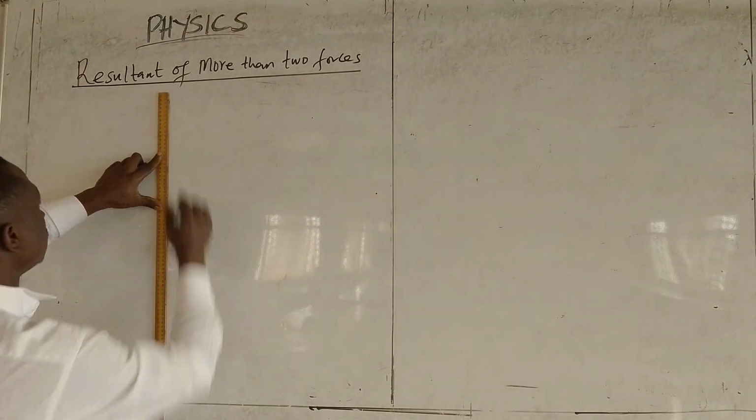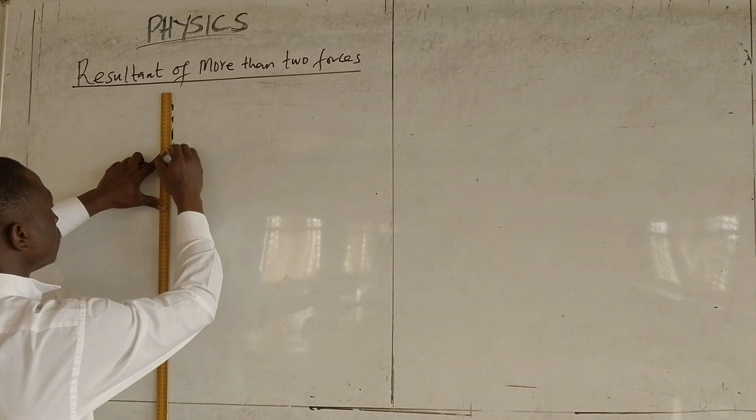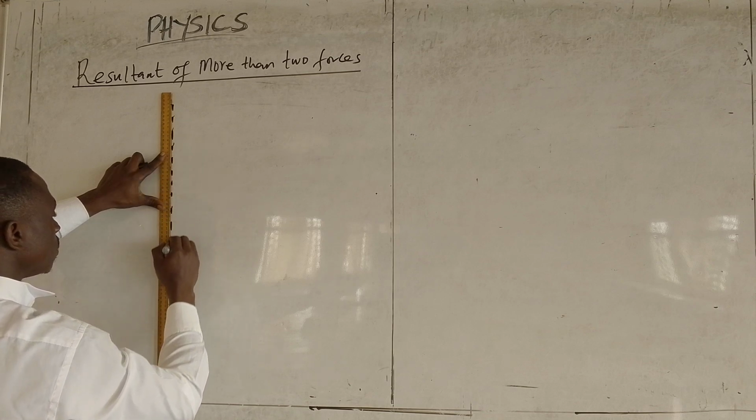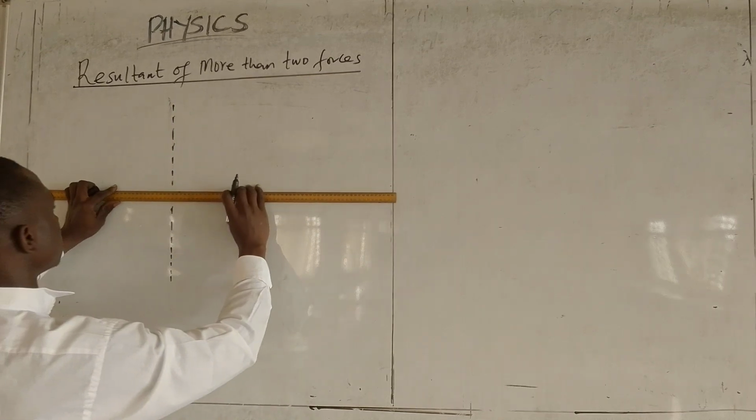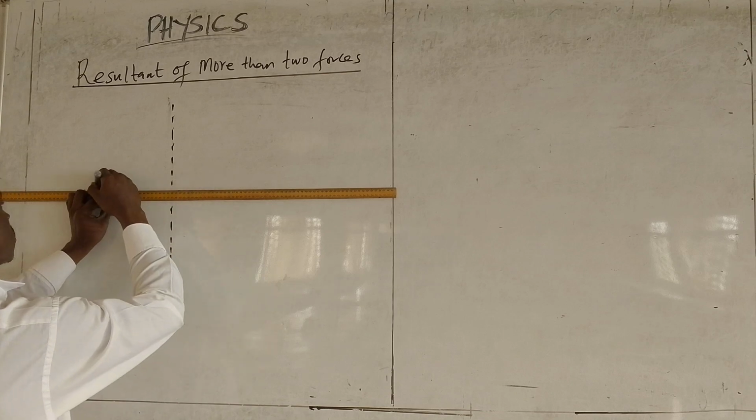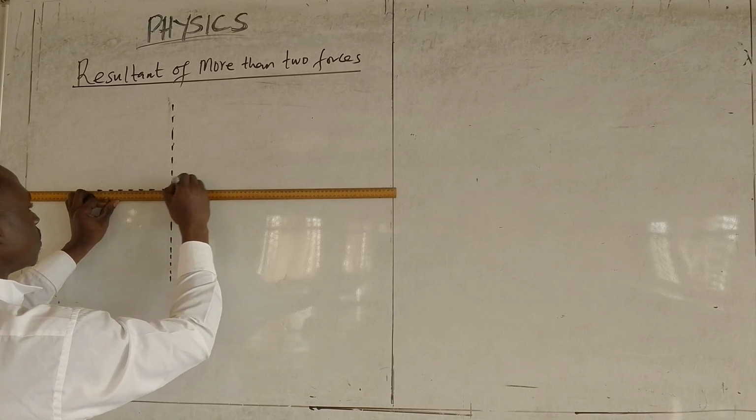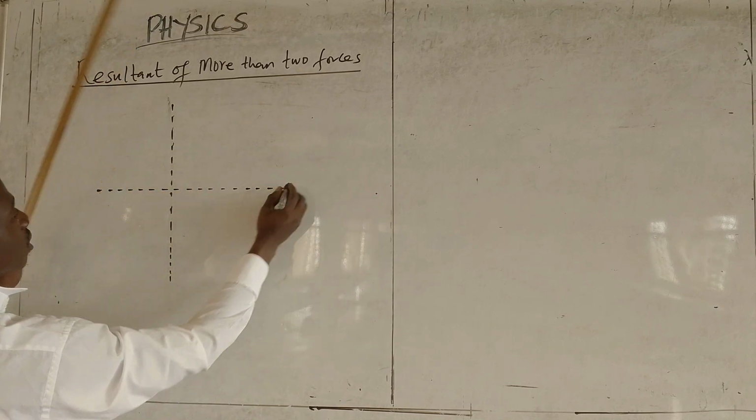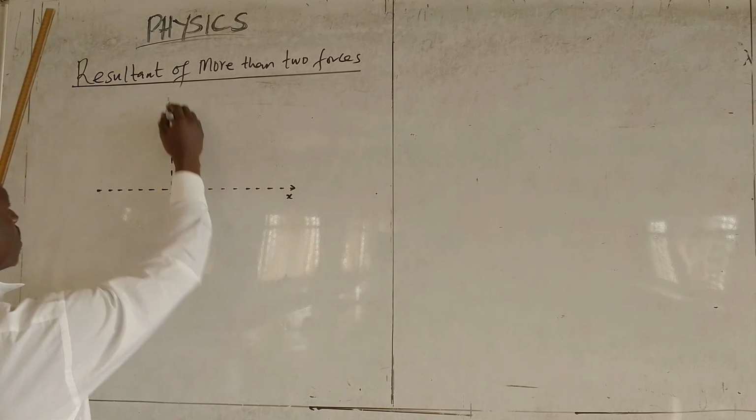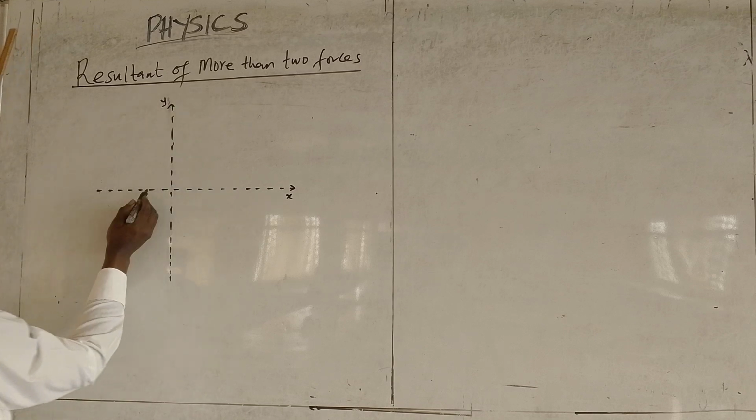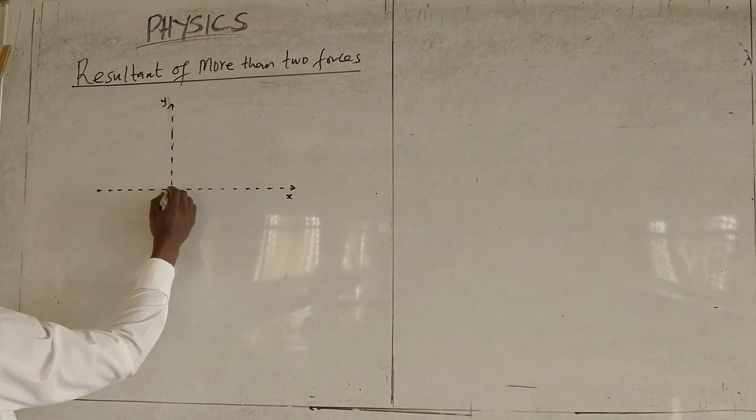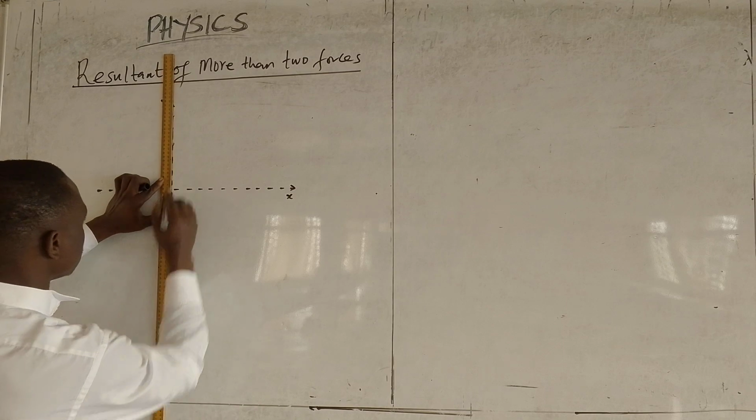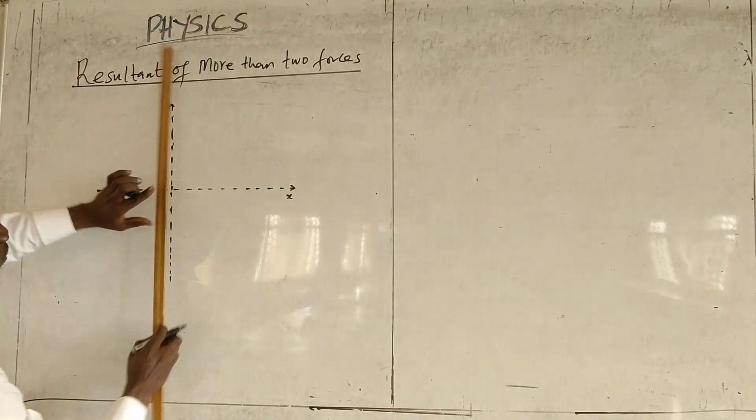So this is vertical, and this is horizontal. So this is the x-axis, positive x-axis. This is the y-axis. You know, this is negative x because here is the origin, right? Here is the origin. Okay.